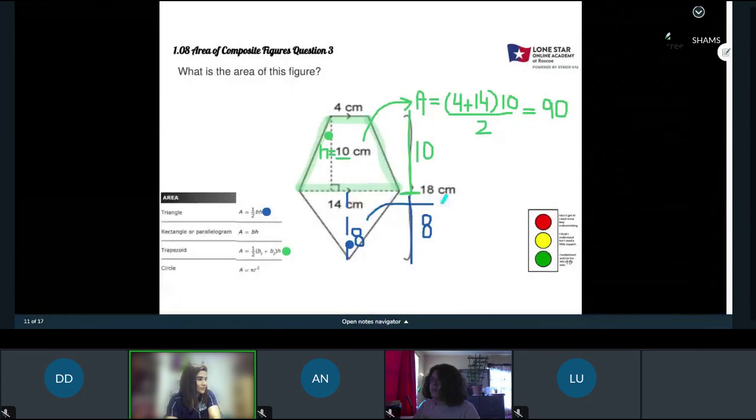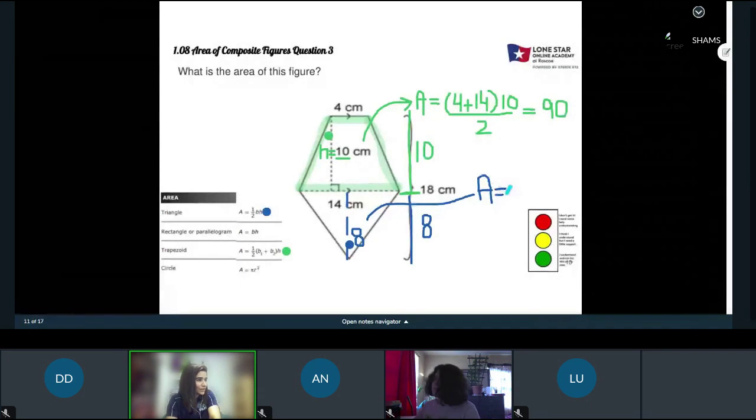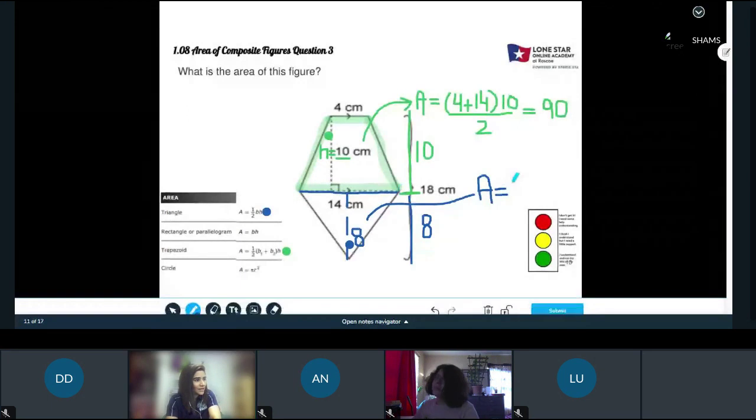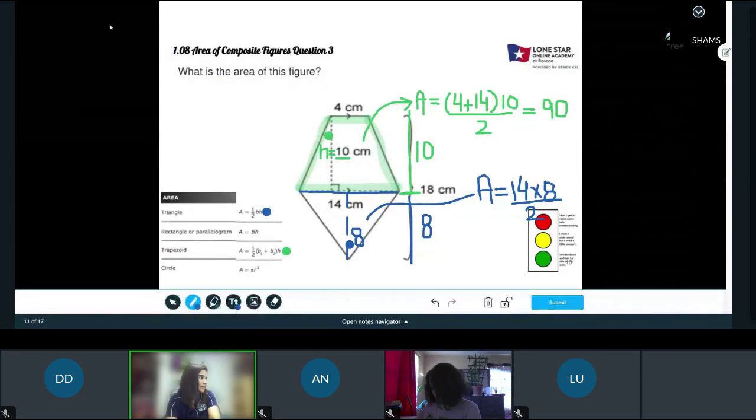Let's go ahead and find the area of the triangle. It's an upside down triangle with a base of 14. Lily guided us very well, and the height of the triangle is 8. You do 14 times 8, divide by 2 to get the answer. How much do you get? 56. We get 56 as the area of the triangle.